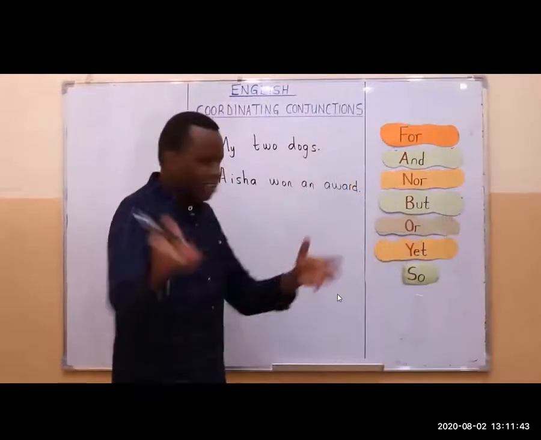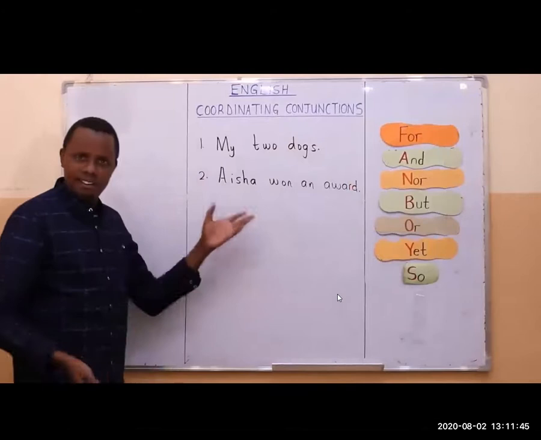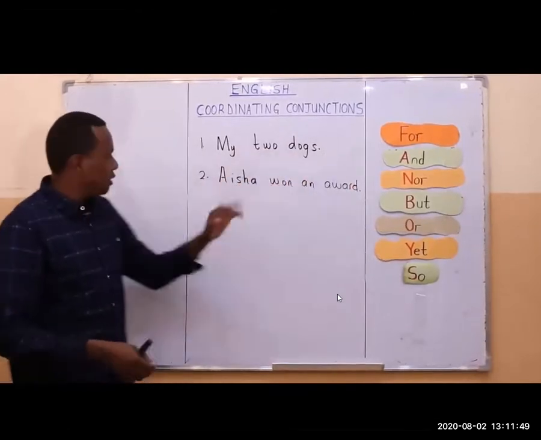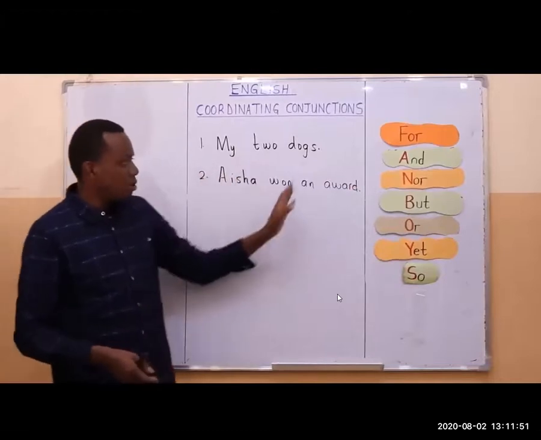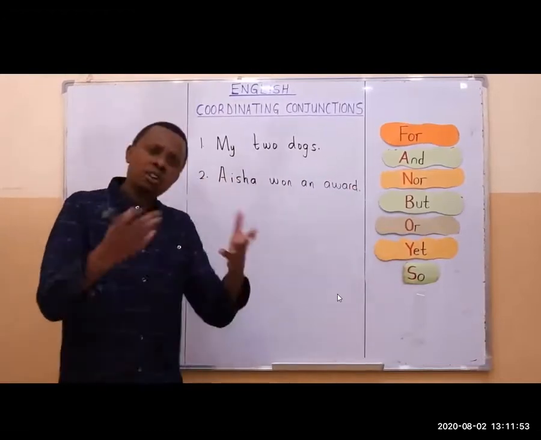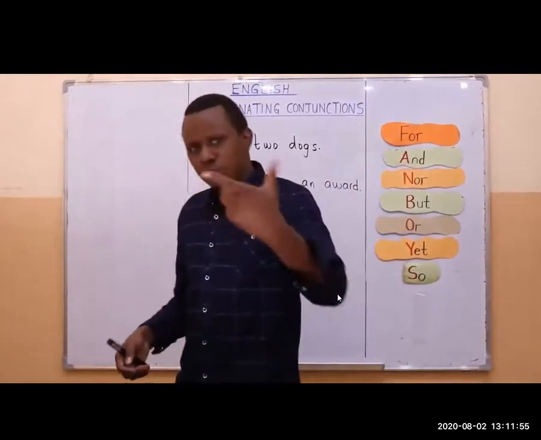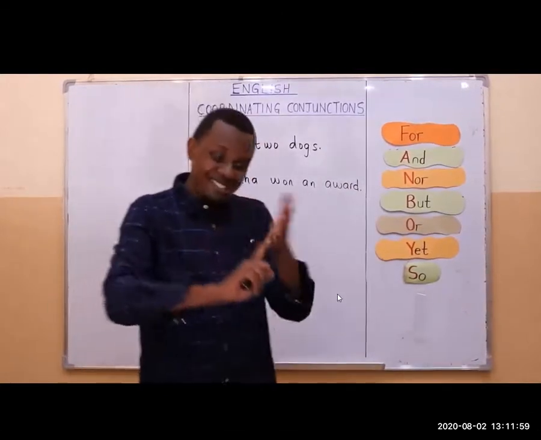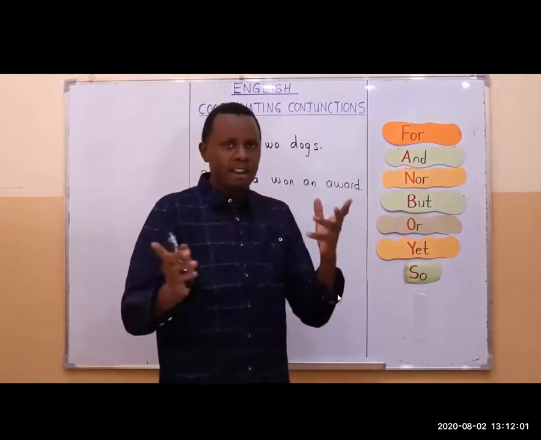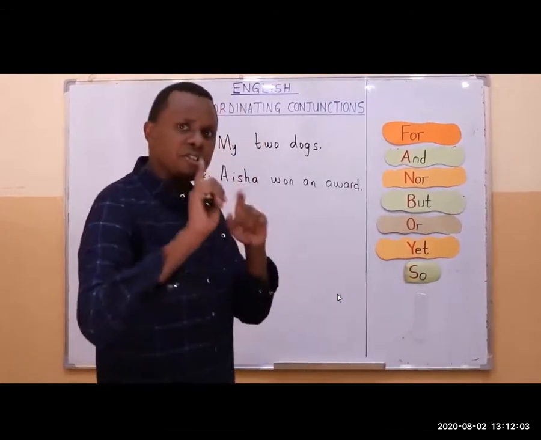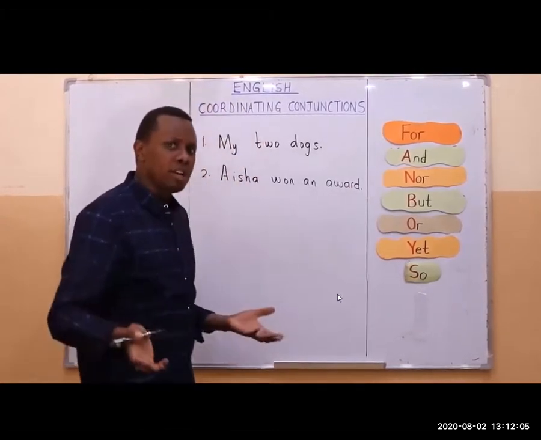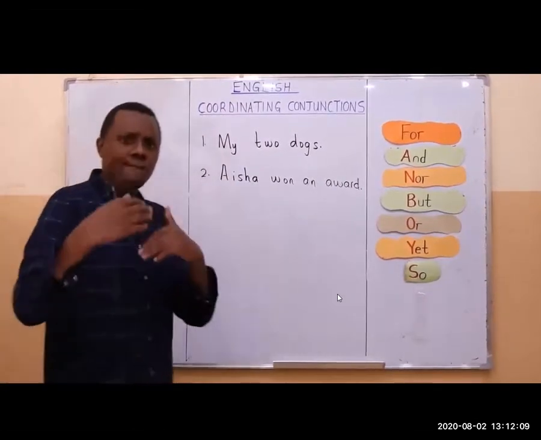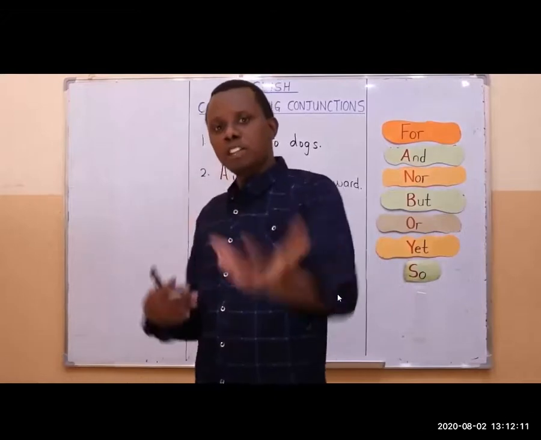Now, I want us to look at two sentences I have here. The first one is my two dogs. The second one is Aisha won an award. Now, when you look at those two sentences, what do you notice? Notice that in one of the sentences, there is a subject and there is a verb. In the other sentence, there is no subject-verb combination. So, look at the first sentence. It does not follow the subject-verb combination.